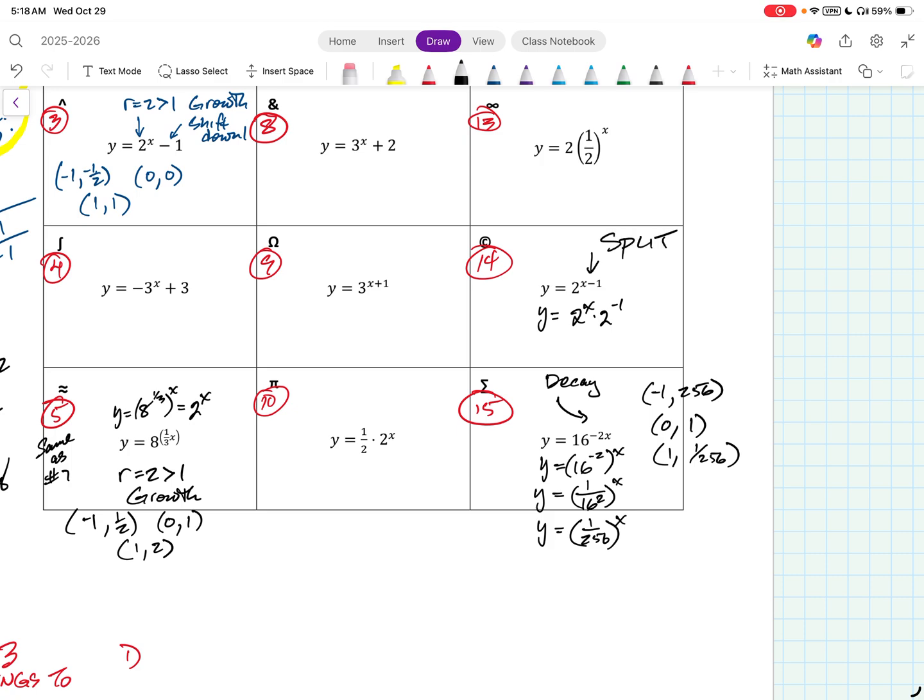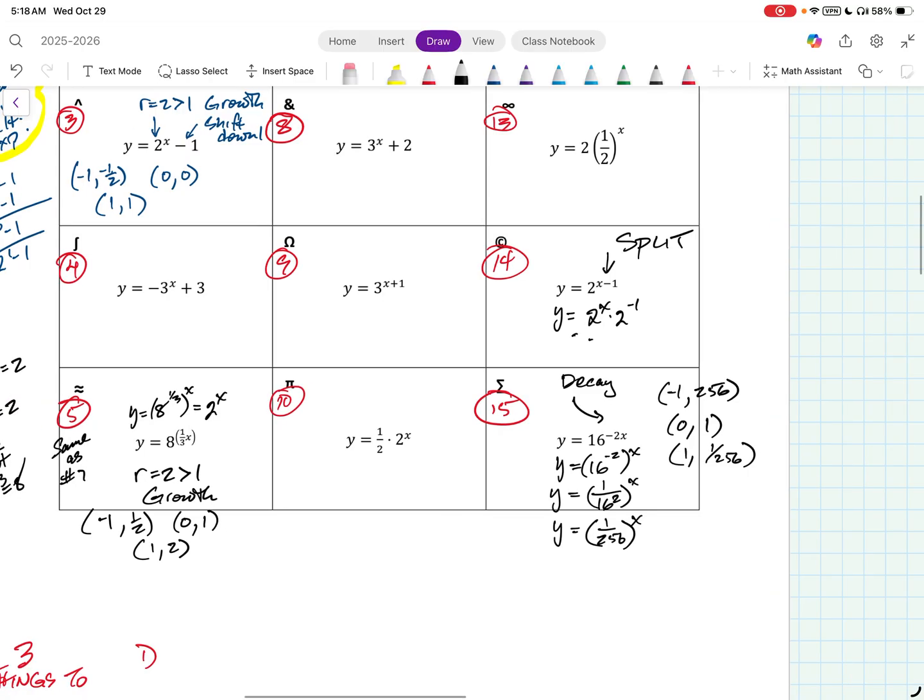I talked about this in class, okay? When you multiply like variables, you add exponents. So if you combine these, 2 to the x times 2 to the negative 1, you get 2 to the x plus 1, or x plus negative 1, which is the same thing as 2 to the x minus 1. Now, 2 to the negative 1 power is 1/2.